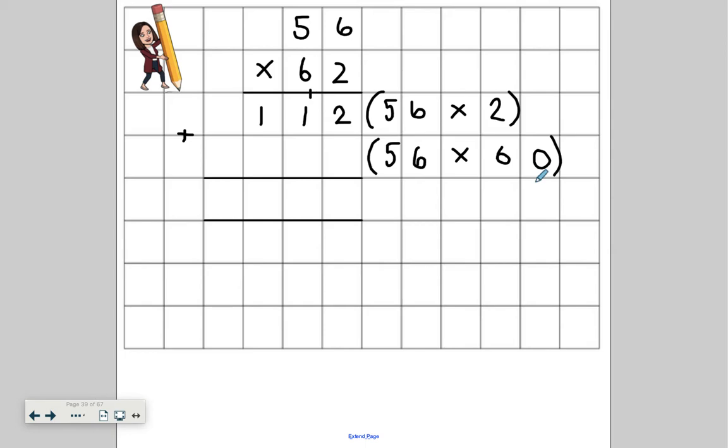Now you should be shouting at the screen saying, steal it, steal it, steal the 0. So steal the 0 and put it as our placeholder. I know some of you will be giggling at that one.